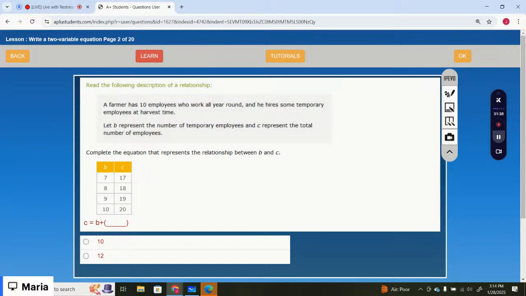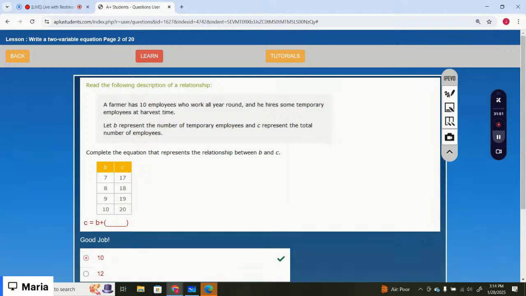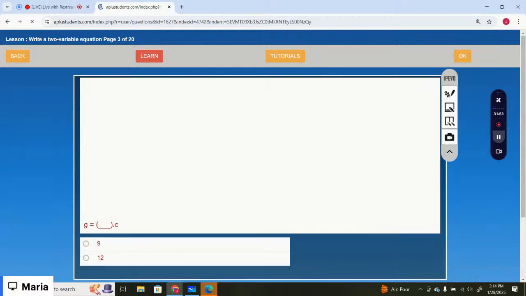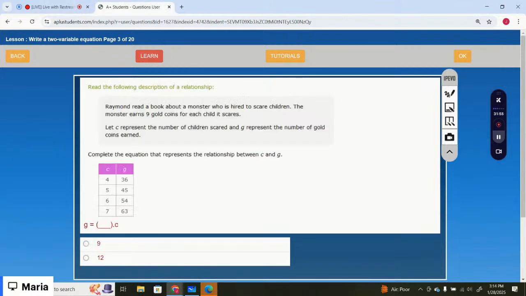That is C, B plus 10, right? Because 7 plus 10 is 17, 8 plus 10 is 18. So that means for each time you need to add 10 to the value of B. Complete the equation that represents the relationship between C and G. So which is the correct option?